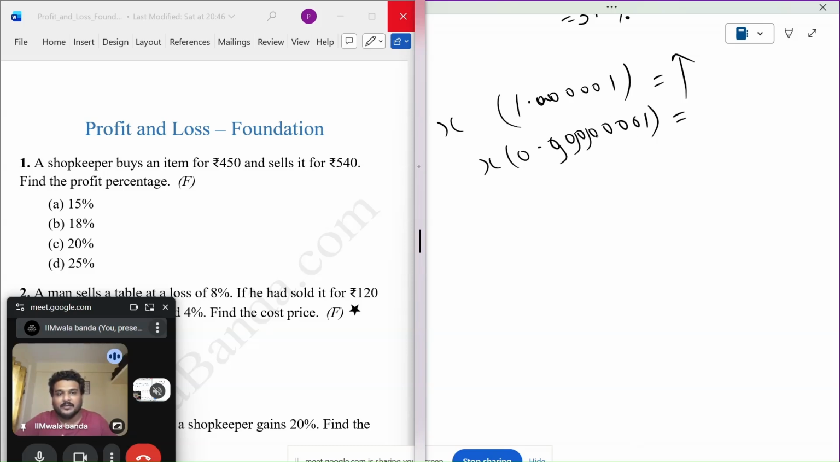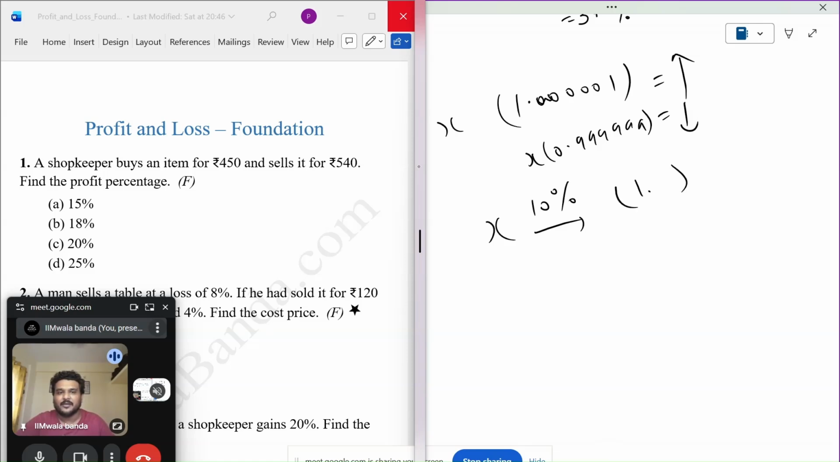Let it be any number which is just less than 1, it will always decrease, right? So the idea is that if you increase any number by 10%, I know that overall the multiplication factor will be 1 point something because it is increasing. And in the other case, if you decrease a number, let's say by any percent, let's say 20%, because it is decreasing, the multiplication factor has to be 0 point something because it has to decrease, right?